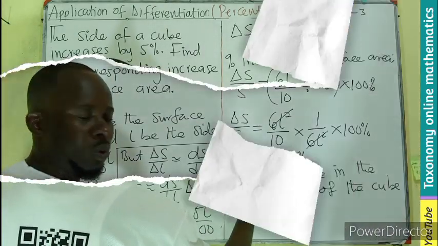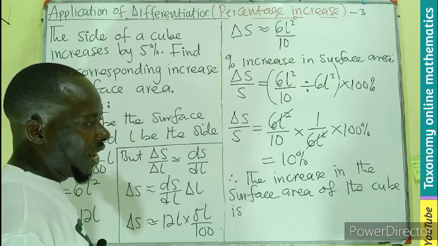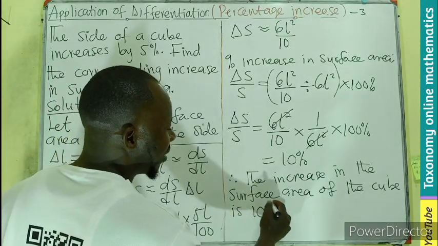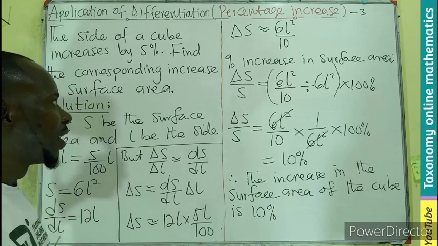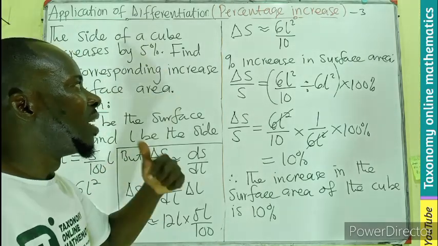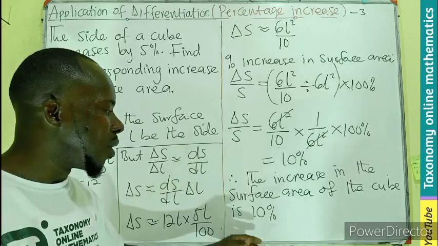Therefore, we can conclude and say the increase in the surface area of the cube is just 10%. That's the increment. When the side is increasing by 5%, then the surface area will be increasing by what?